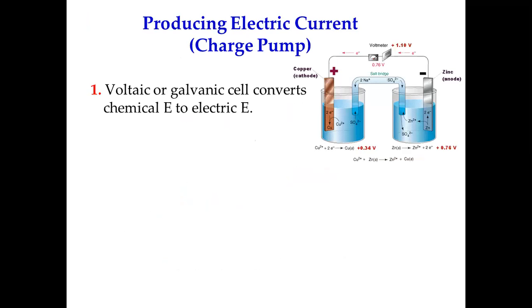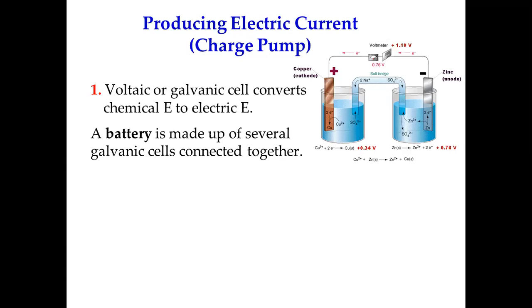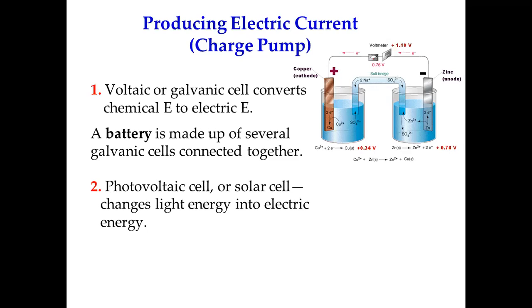Okay, we will be talking about producing electric current. We are talking about voltaic or galvanic cells that convert chemical energy into electrical energy. How does it work? A battery is made up of several galvanic cells connected together. Here we can see there is a cathode and an anode. The cathode is made up of copper, and it has a higher concentration of the charges, while the anode has a lower concentration of the charges.